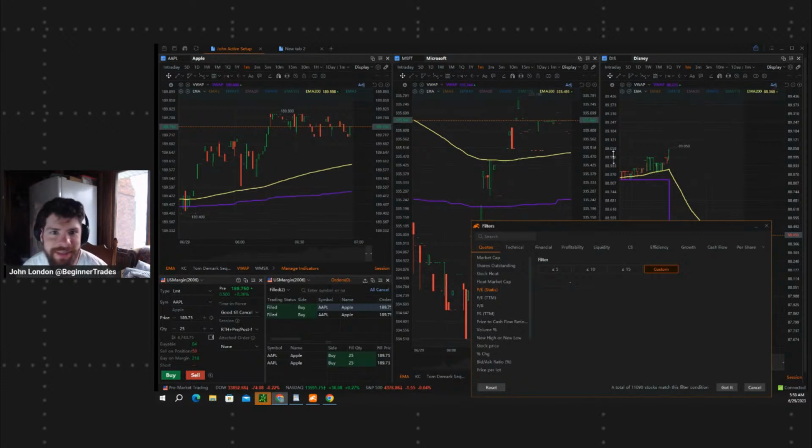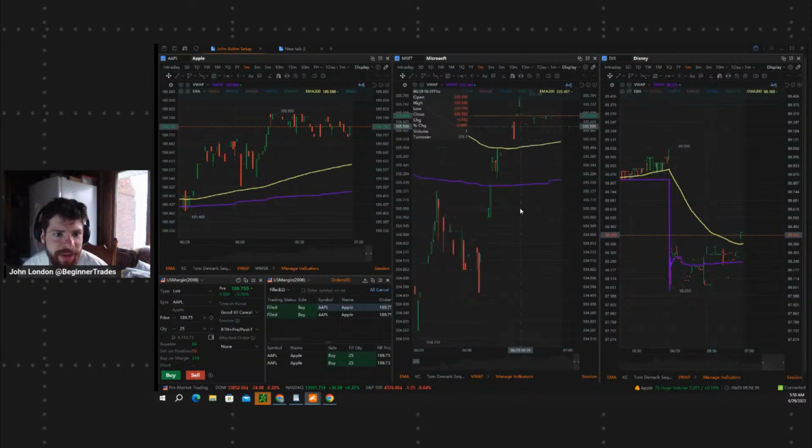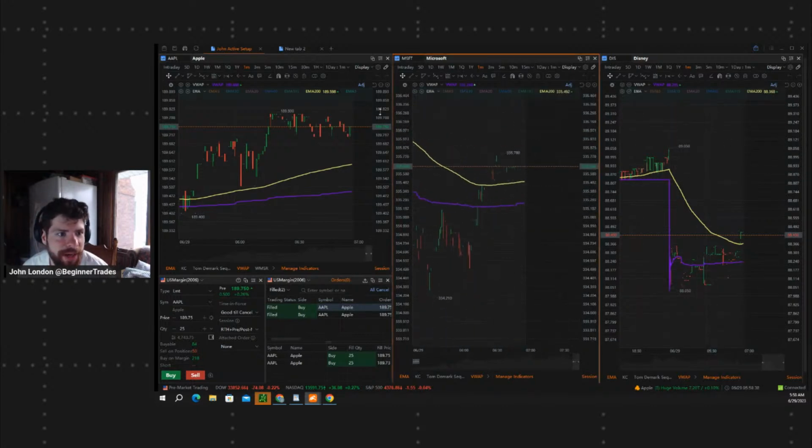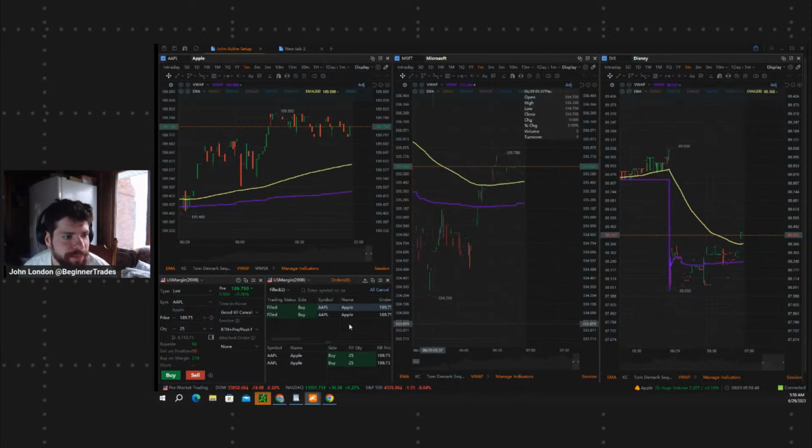SPCE, Tesla. I got my scanner going in the background. But Microsoft bouncing up, Apple up there a little bit as well. I do like the fast fills here, pretty quick fills. I'm going to save this. I'm going to save it as John Active Setup. There we go. We got our trading button there. Disney bouncing back up today at 88.43.